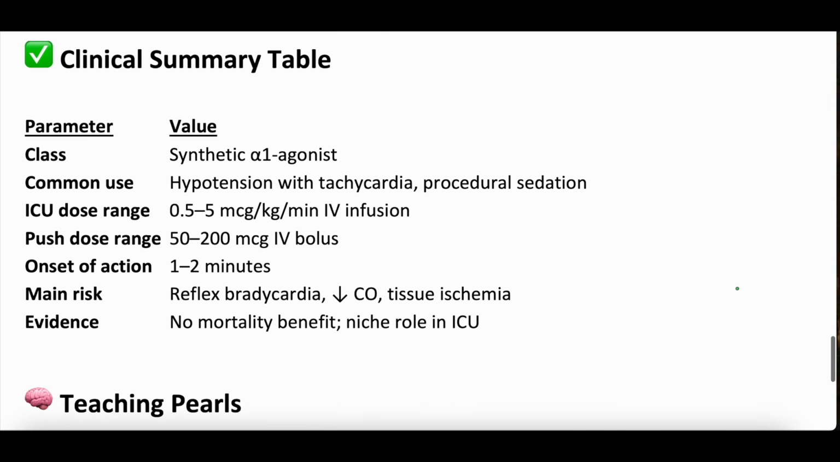Clinical summary of phenylephrine. It is a synthetic alpha-1 agonist. Common use is hypotension that we think is going to be transient or brief, that you can give a bolus of phenylephrine for. The push dose range is 50 to 200 micrograms IV bolus. Onset of action is 1 to 2 minutes, although the duration of action is slightly longer. It can last a couple hours. Main risk is reflex bradycardia. It can cause a decreased cardiac output due to an increase in the afterload, and tissue ischemia like many vasopressors. There's no mortality benefit. It's not commonly used in the ICU. It's much more common in the anesthesia world.